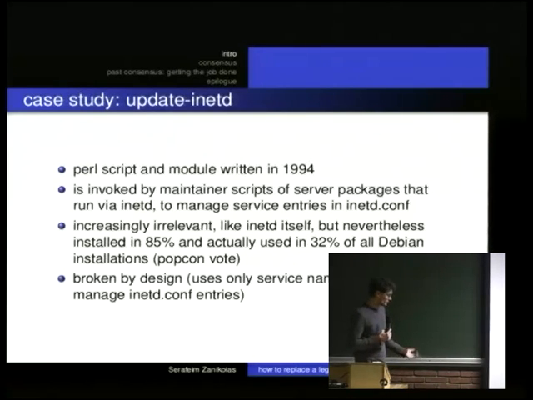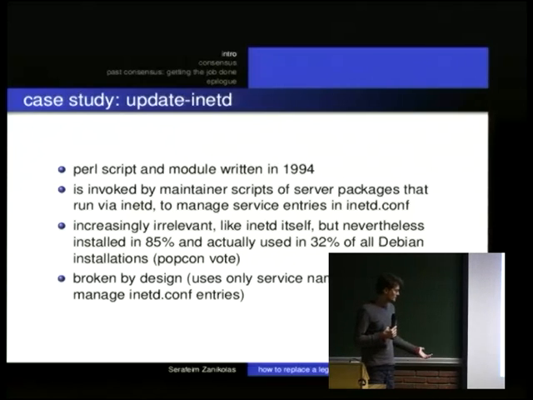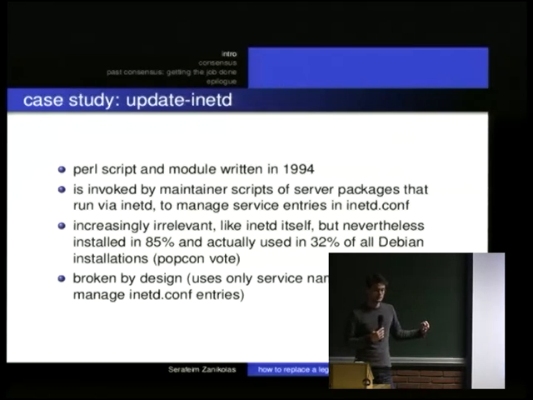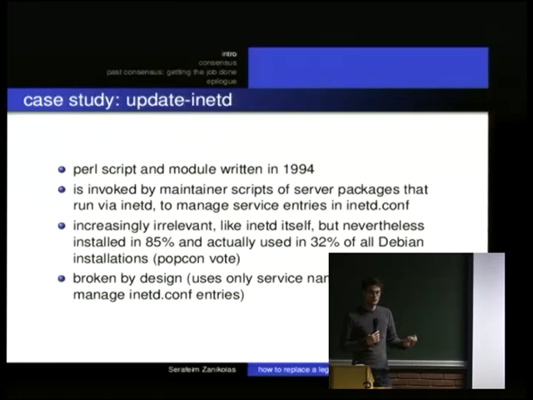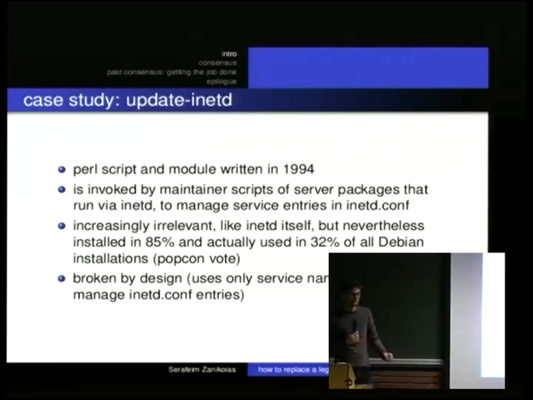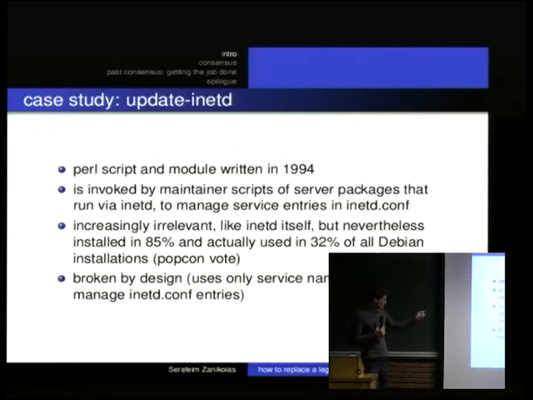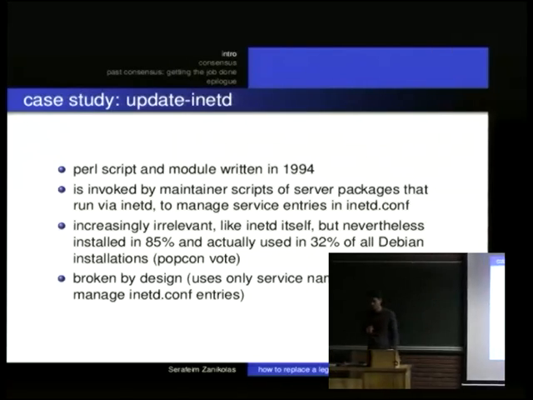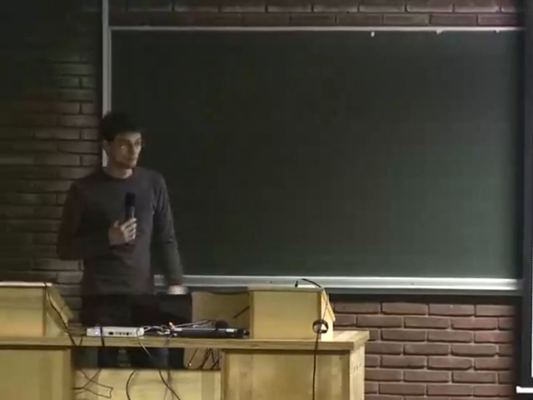So in my opinion, and not only mine, it's kind of broken by design, because to edit the configuration file, you can only specify the service name, and that is not sufficient to uniquely identify entries, because you can have more than one implementation of the same service, or you can have IPv4 and IPv6 services. So there is a certain class of bugs that really cannot be fixed in this implementation without really changing the semantics of the way you invoke it.